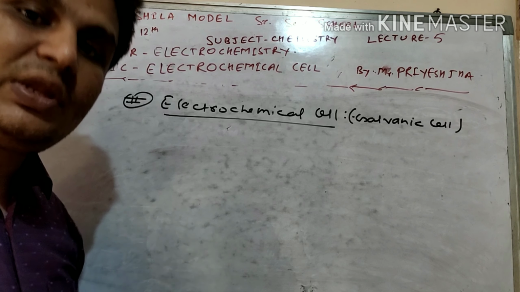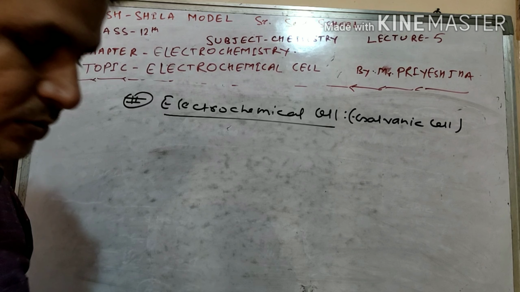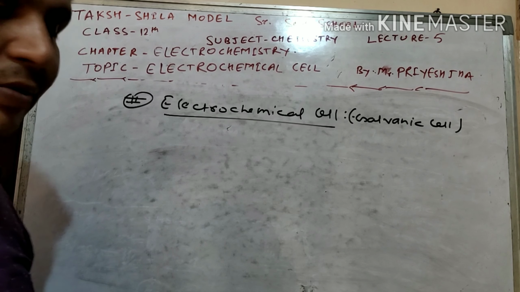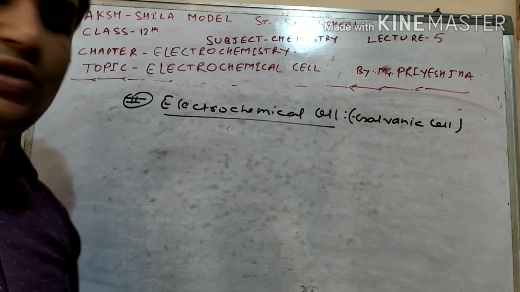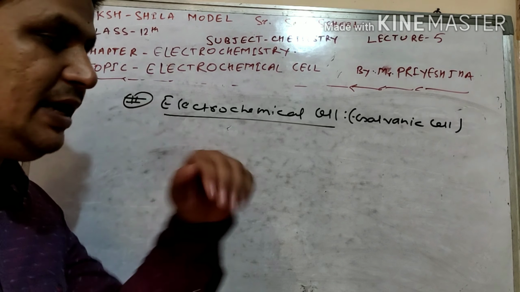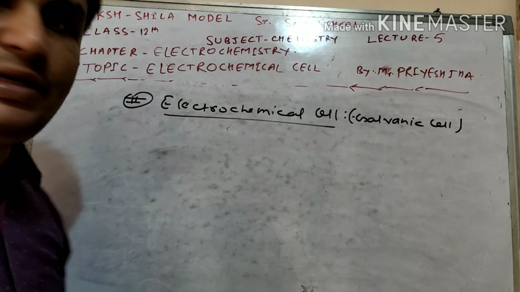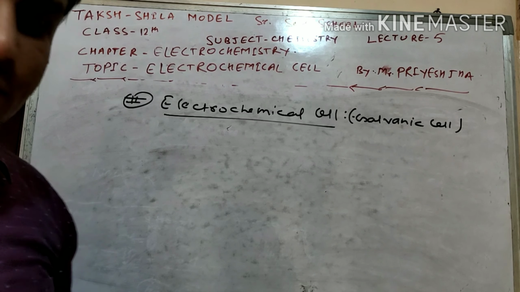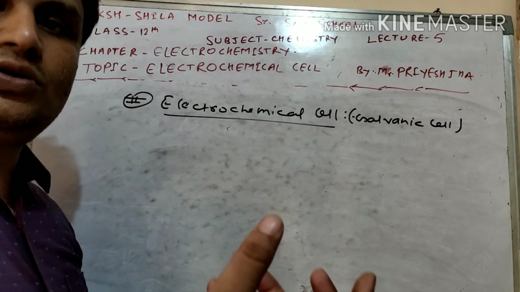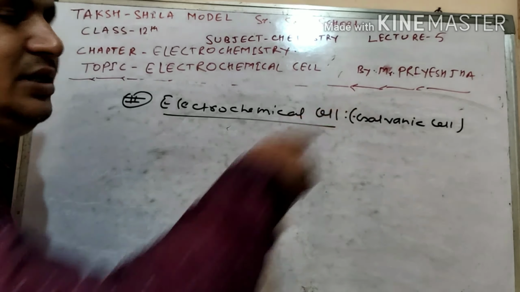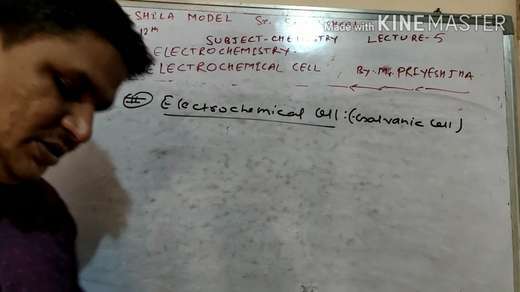For example, battery of an inverter, battery of a mobile, torch battery, etc. are examples of electrochemical cells. उसमें होता क्या है कि केमिकल एनर्जी जनरली कन्वर्टेड इनटू इलेक्ट्रिकल एनर्जी. In a redox reaction, chemical energy is produced and this chemical energy is converted into electrical energy.